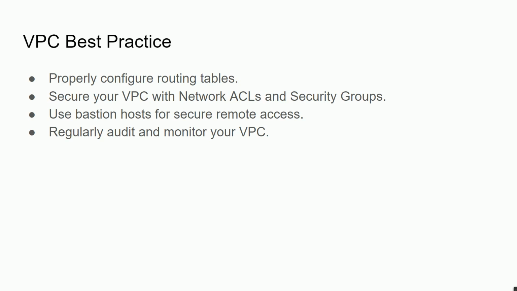Use a bastion host for remote communication. For example, if I have internal infrastructure, it is better to use a bastion machine that is publicly accessible only from limited IP addresses, or limited locations, from where we can connect over the internet to the bastion machine, and using the bastion machine we can connect to multiple instances. Regularly audit and monitor your VPC. The VPC should be monitored regularly, and it should be audited.